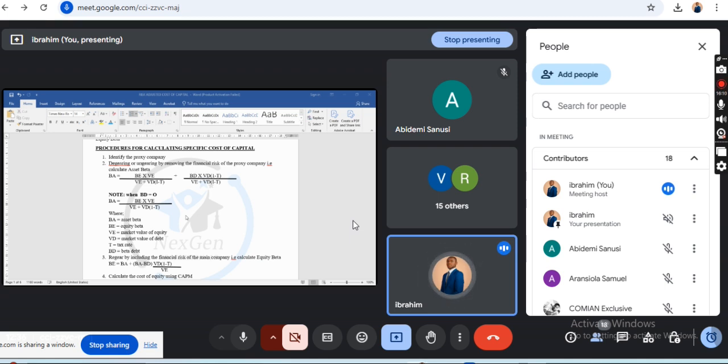So the formula to calculate asset beta is being shown on my screen, where I define the BE, VE plus and all that. And this is the formula. Now, class, the BE represents the equity beta of the proxy company. The company you are diversifying into will be given to you in the question. VE is the market value of equity. Market value of equity may not be given to you in the question. They may give you the current market price of 2 naira per share.